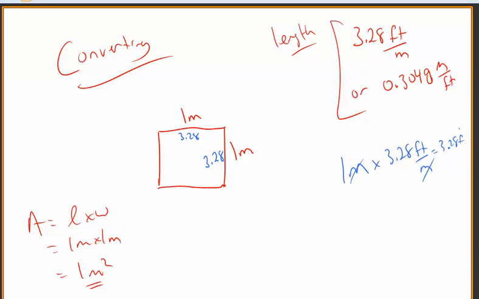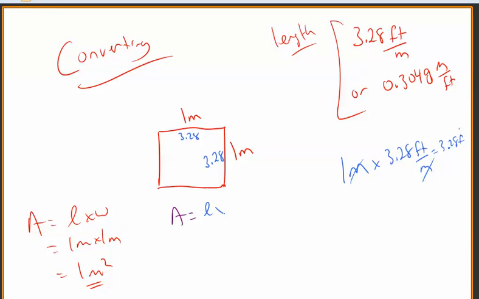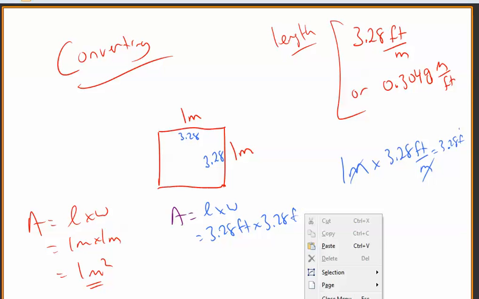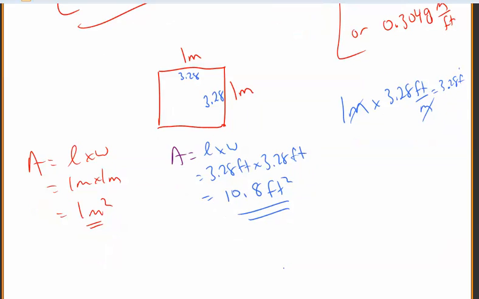If I want to do the same question in feet, I could say area equals length times width equals 3.28 feet times 3.28 feet. Better get my calculator. 3.28 squared, or 3.28 times 3.28, is 10.8, I'll round a little bit, feet squared. Okay? So let's look now.